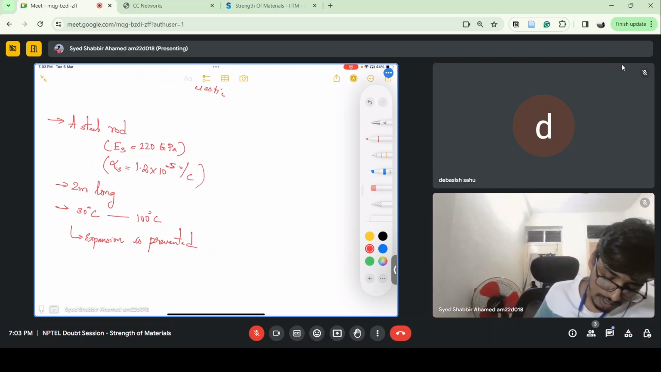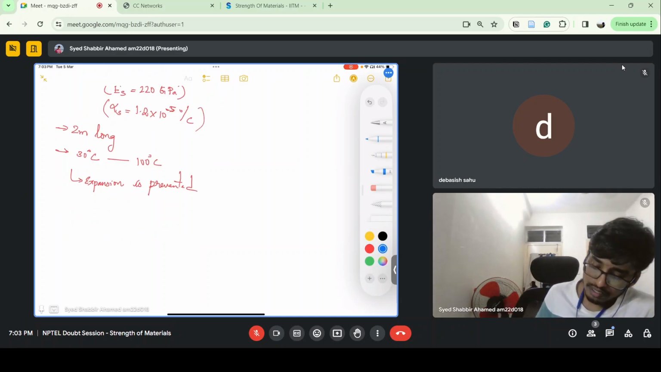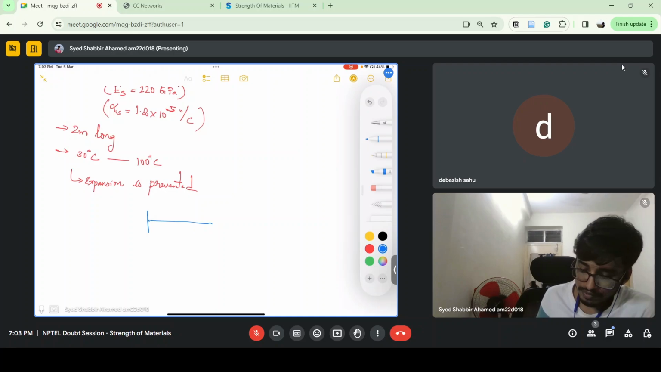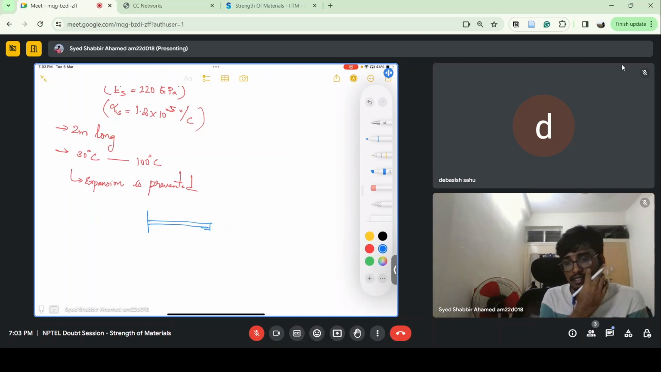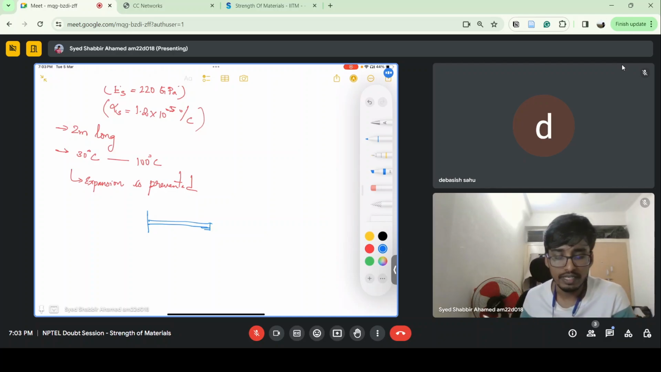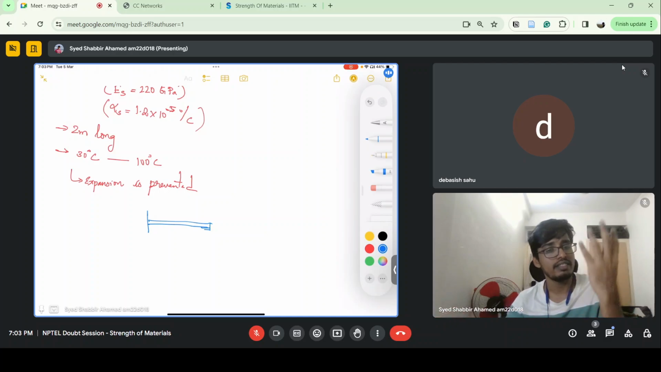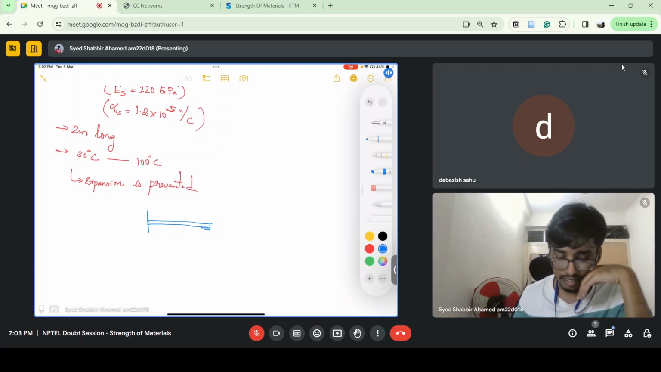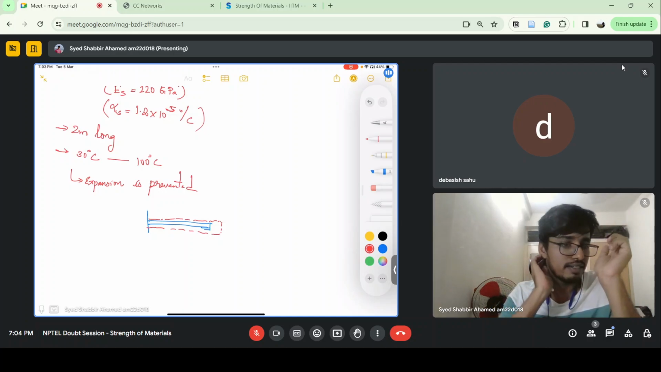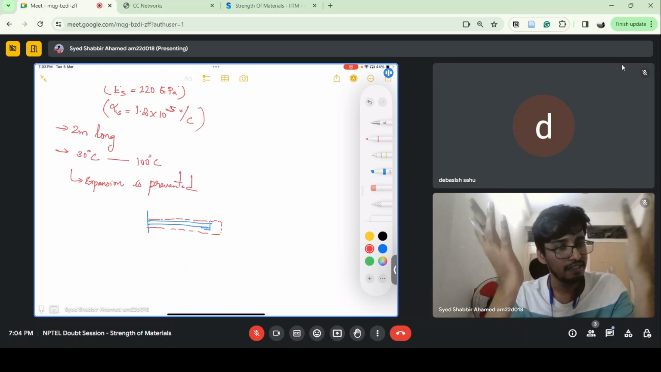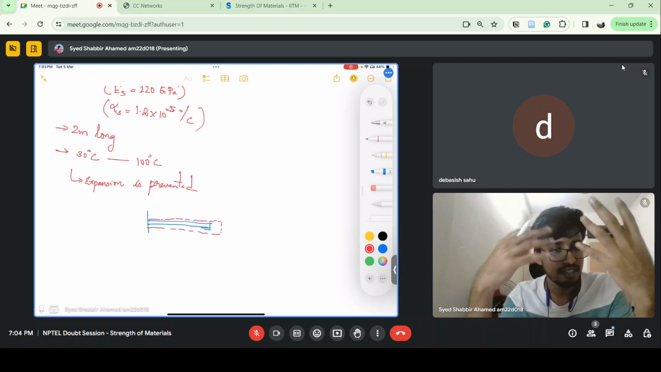Whenever there is a temperature increase, all materials, metals basically, expand. I don't want to talk about other materials. Their dimensions increase in all the directions, not just in x, but in x, y, and z. Due to this expansion, strain is developed. That is called thermal strain.